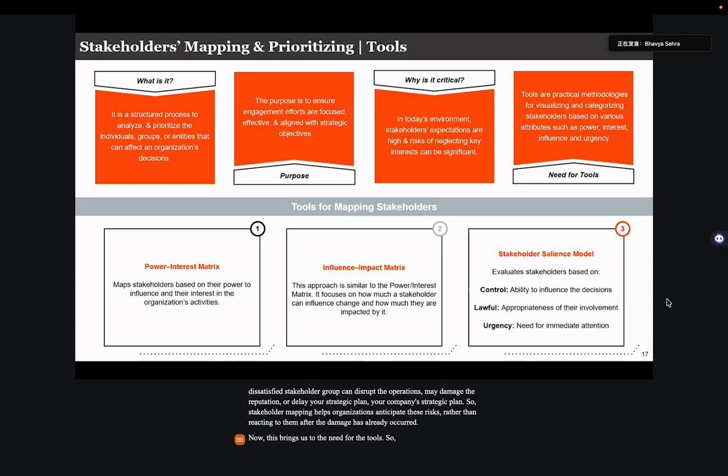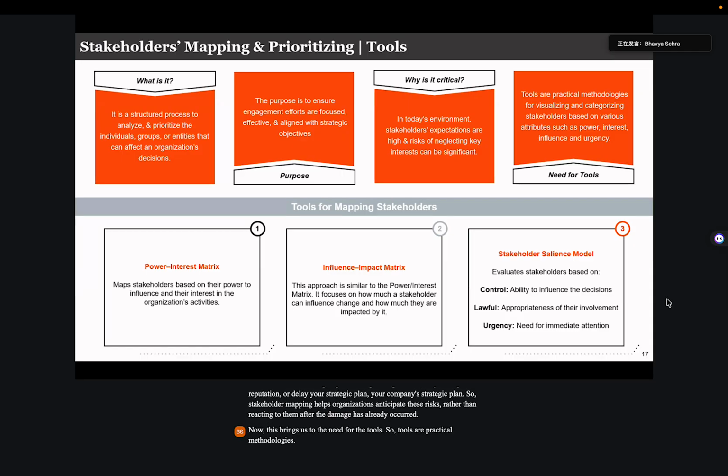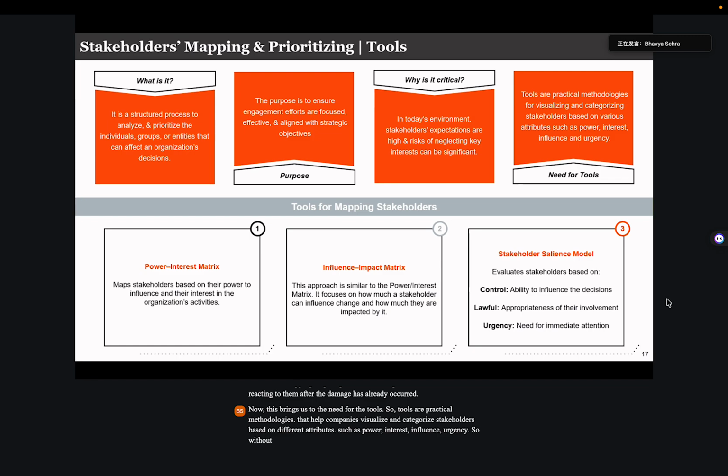So, tools are practical methodologies that help companies visualize and categorize stakeholders based on different attributes such as power, interest, influence, or urgency. Without these tools, stakeholder prioritization becomes subjective and maybe inconsistent. So let's see what these tools are. The first one is the power interest matrix tool.